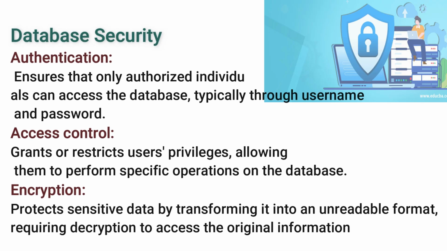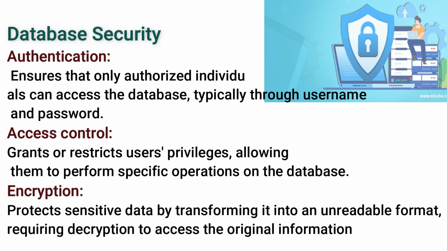Database security. User authentication ensures that only authorized individuals can access the database, typically through username and password. Access control grants or restricts users' privileges, allowing them to perform specific operations on the database. Encryption protects sensitive data by transforming it into an unreadable format, requiring decryption to access the original information.